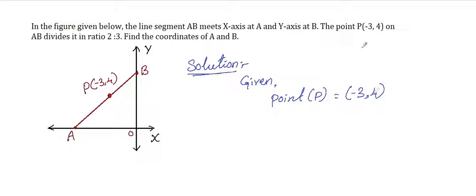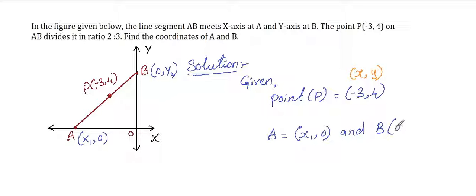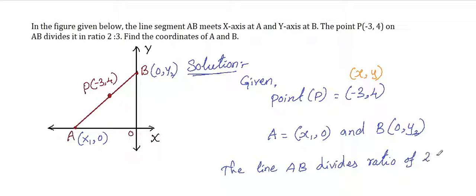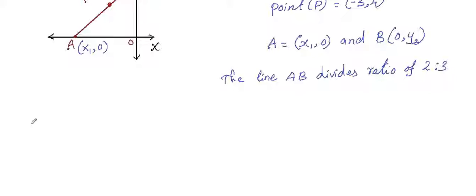Given a point P (-3, 4), let that point be (x, y). See here, point A is on the x-axis, so its y coordinate will be 0, and similarly B is on the y-axis, so its x coordinate will be 0. So point A is (x1, 0) and point B is (0, y2). Let's assume that, and the line AB divides in the ratio of 2 to 3. Let the ratio be m1 and m2, so 2 to 3 is m1 to m2.